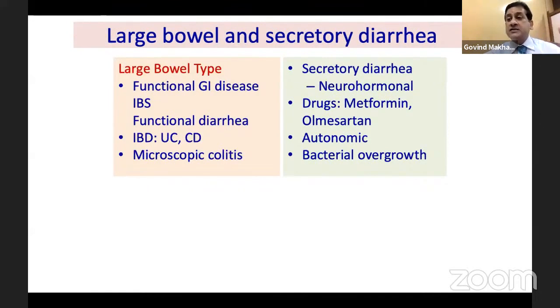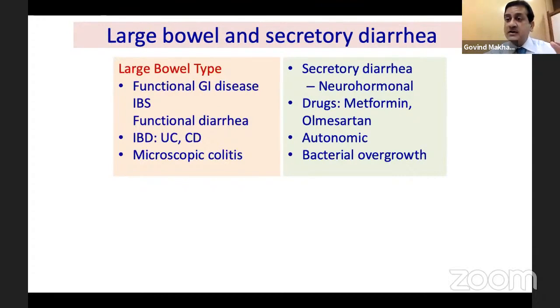As I said, large volume watery diarrhea, and their causes are neurohormonal secretions. It could be drugs, metformin, olmesartan. It could be autonomic disturbances, autonomic neuropathy, or autonomic enteric neuropathy, and bacterial overgrowth, and a number of multiple other causes. So look at it. If you do endoscopy blindly in these situations, we may end up with no diagnosis.